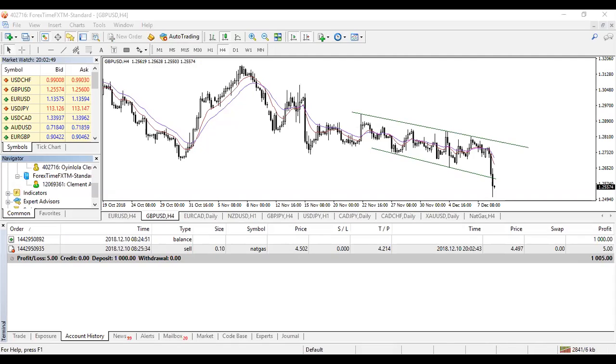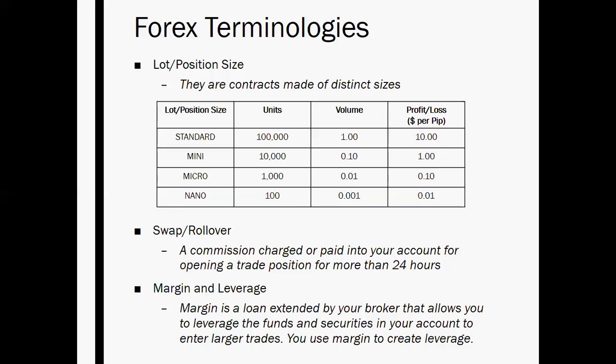The lot size you use depends on your account size. You don't use a standard lot on every account. For example, if you are using an account that is around, let's say, $100 or lower, you shouldn't use more than a micro lot for that account. And if you have more than $100, let's say you have up to $500 or $1,000, you can decide to use a mini lot. And if you have more than $1,000, maybe like $5,000, $10,000, you can decide to use a standard lot.